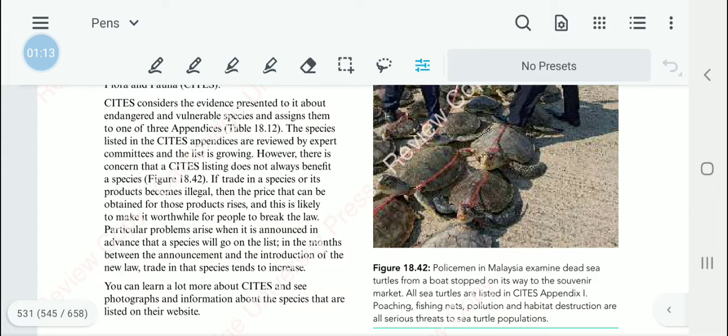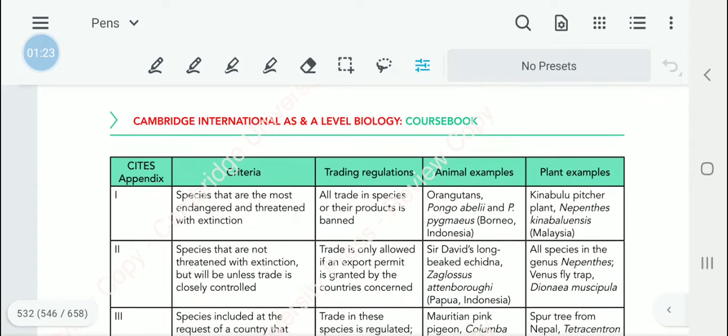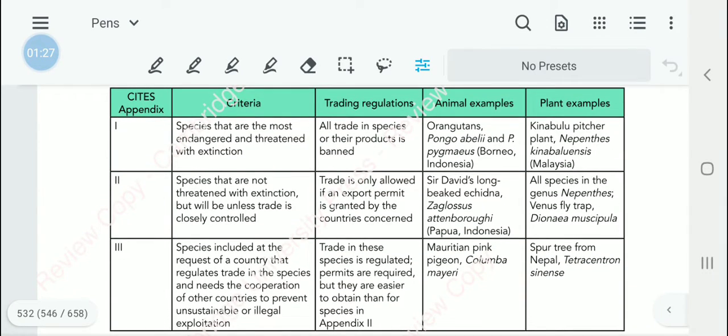Then in the CITES agreement, there are actually three appendices. If a species belongs to one of these three appendices, then they will have some sort of control. Appendix 1 is species that are most endangered and threatened with extinction, so the trading regulation is that all trade in species or their products is banned.